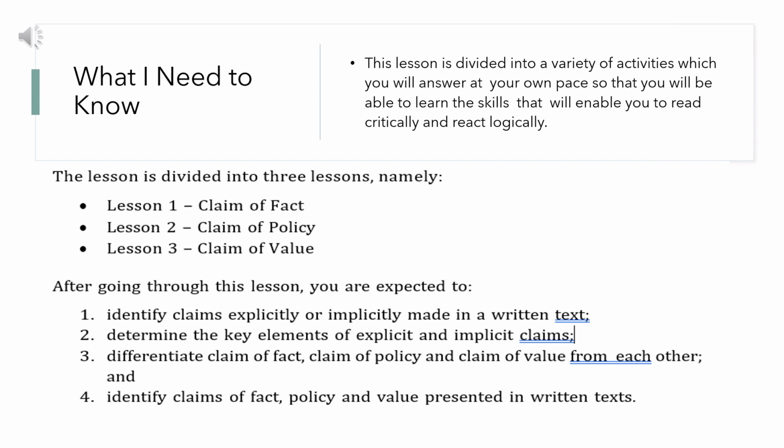What students need to know. This lesson is divided into a variety of activities which you will answer at your own pace so that you will be able to learn the skills that will enable you to read critically and react logically. The lesson is divided into three lessons, namely Lesson 1, Claim of Fact, Lesson 2, Claim of Policy, Lesson 3, Claim of Value. After going through this lesson, you are expected to identify claims explicitly or implicitly made in a written text, determine the key elements of explicit and implicit claims, differentiate claim of fact, claim of policy, and claim of value from each other, and lastly, identify claims of fact, policy, and value presented in written text.